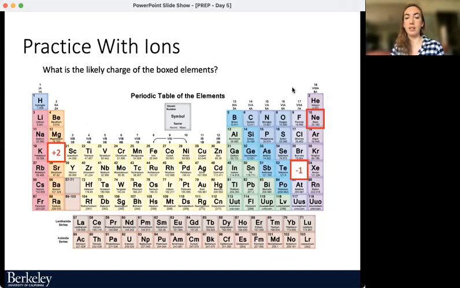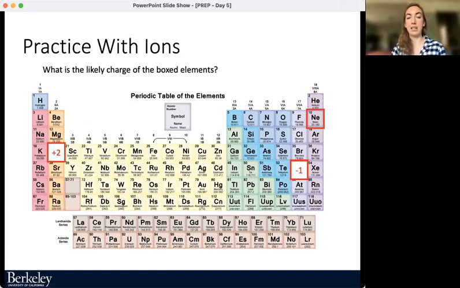So next is iodine. It has 7 valence electrons. It's going to take 1 more to end up with 8. And if you gain a negatively charged thing, you end up with a charge of -1.